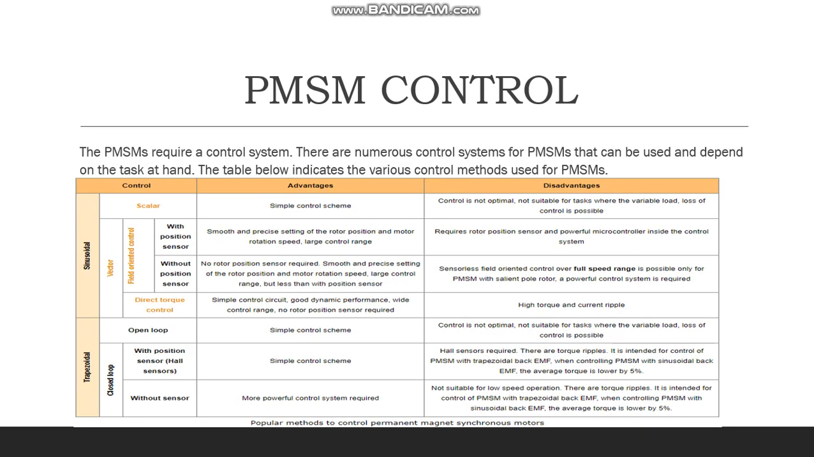Moving on. Like other machines, PMSMs also require control, and these controls depend on the different applications of the PMSM. The PMSM control techniques are shown in this table. However, they are divided into two main categories, a sinusoidal and a trapezoidal. They are shown in the table below as well.